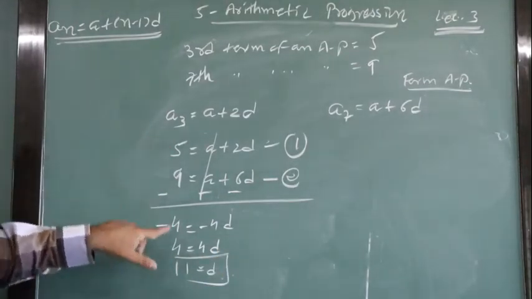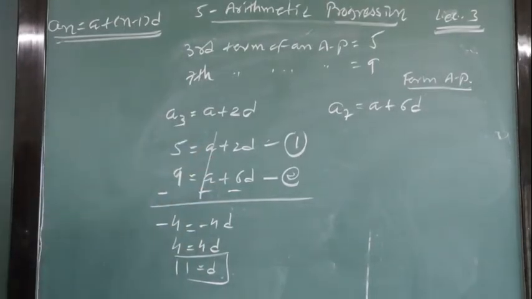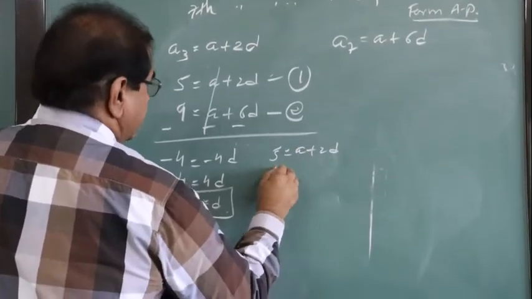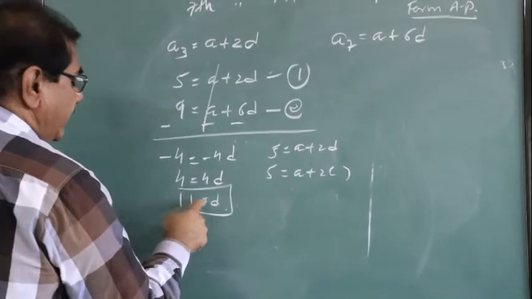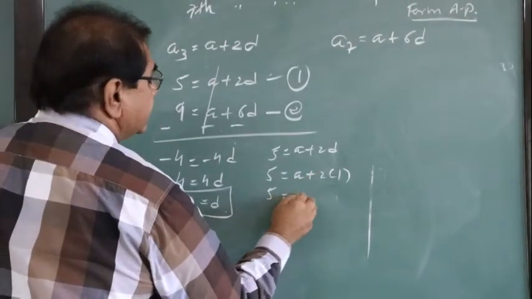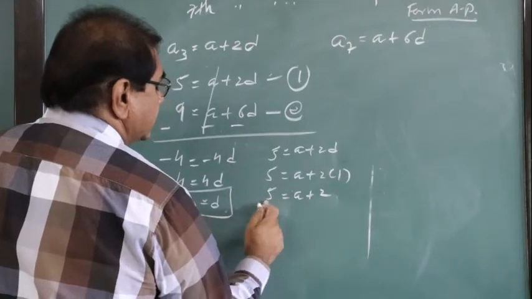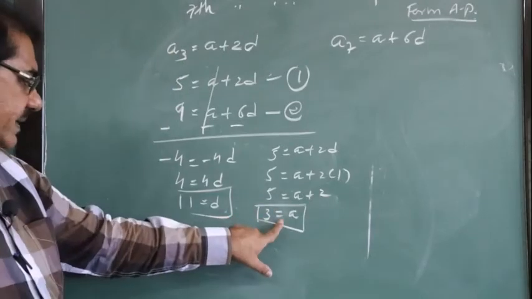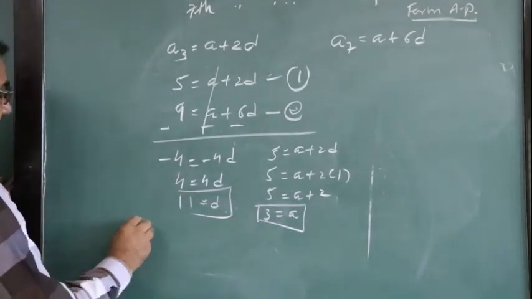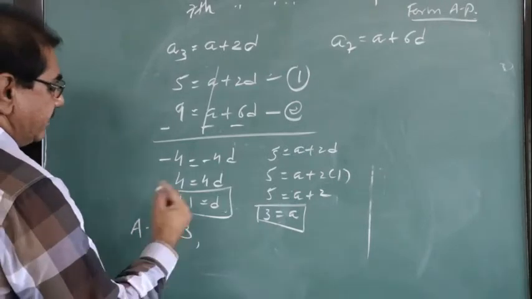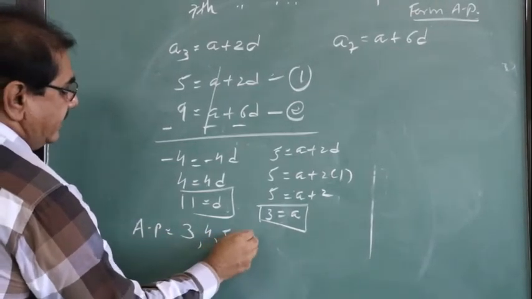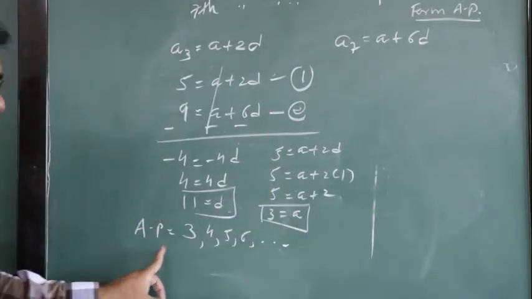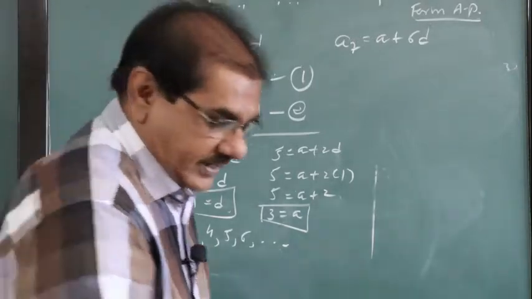Now in any of the equations you put the value of D and get the value of A. Suppose I write equation 1. 5 is equal to A plus 2D. So 5 is equal to A plus 2, as the value of D is equal to 1. So 5 is equal to A plus 2 ones are 2. So 5 minus 2, 3, is equal to A. Okay. So the first term is A, the difference is 1. So the AP will be 3, plus 1 is 4, plus 1 is 5, plus 1 is 6, and so on. So this is how, with the given information, we could determine the AP itself.